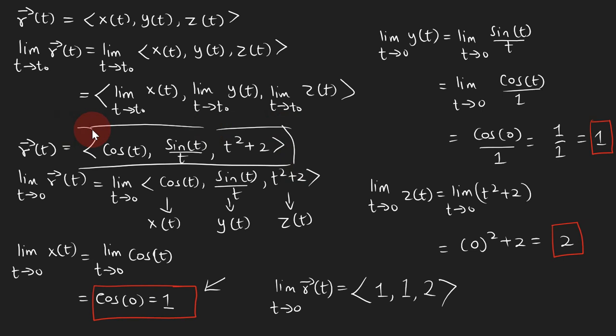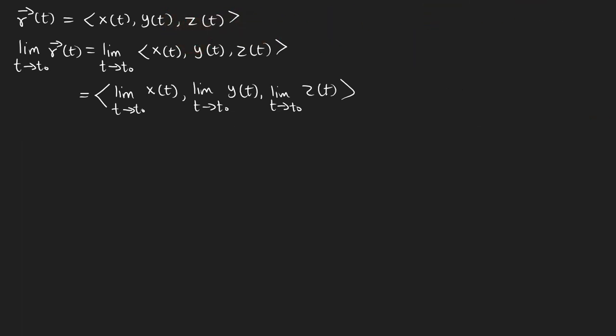So for a better understanding, let's try our hands on another example. So let's find the limit as t approaches 0, okay, for this vector function here, we have e to the power t minus 1 divided by t.